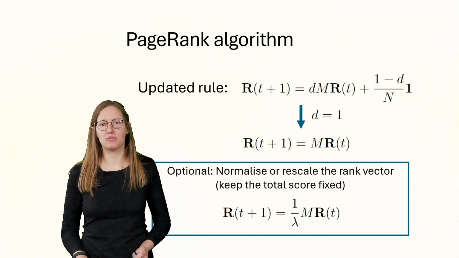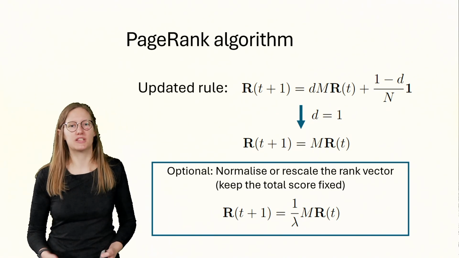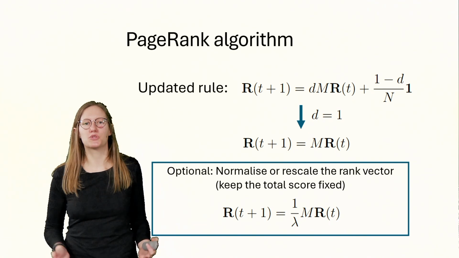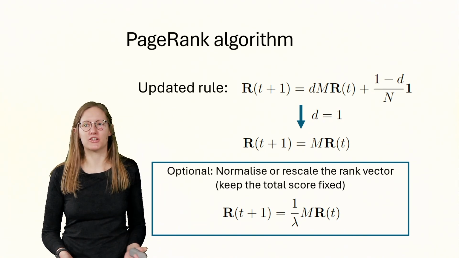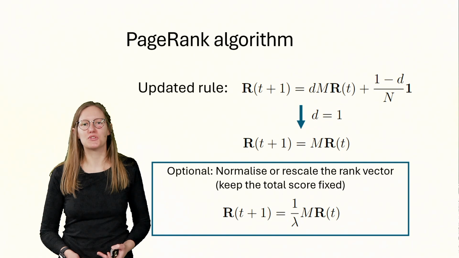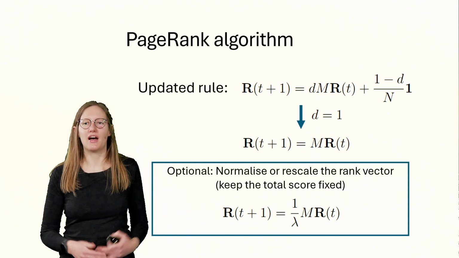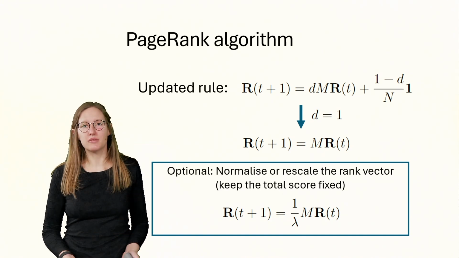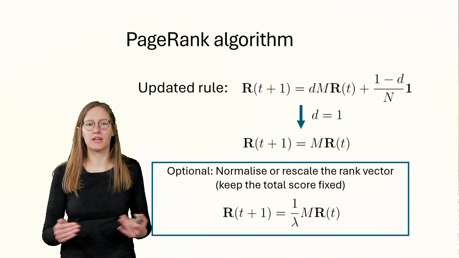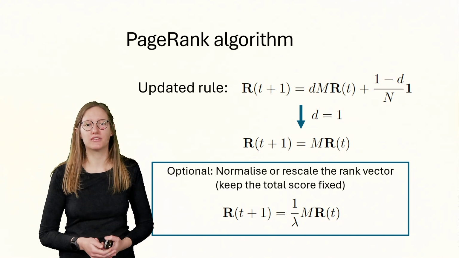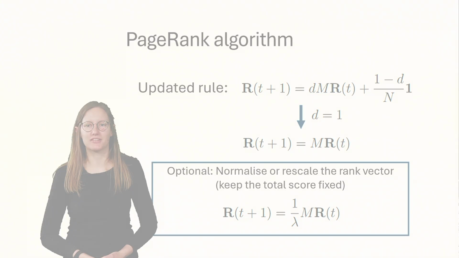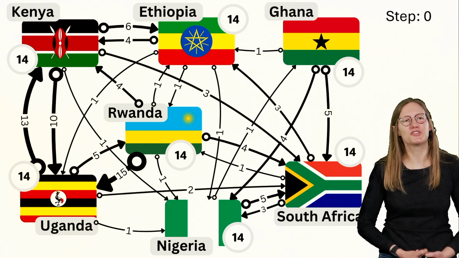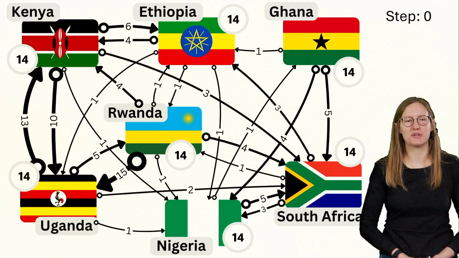As an optional step, we can also renormalize or rescale the R vector. And this is very convenient as it keeps the total score constant throughout the iterations. In the simulations I'll show you in the next slides, I have normalized the vector so that the total score is always 100. This step is allowed because multiplying all the scores by the same factor will not change their relative ranks. Now that we've covered the mathematics, let's simulate the PageRank algorithm for our tiny network.